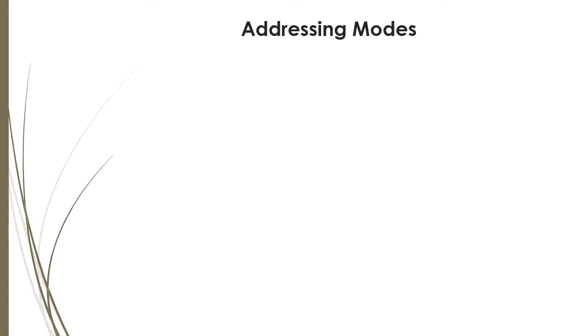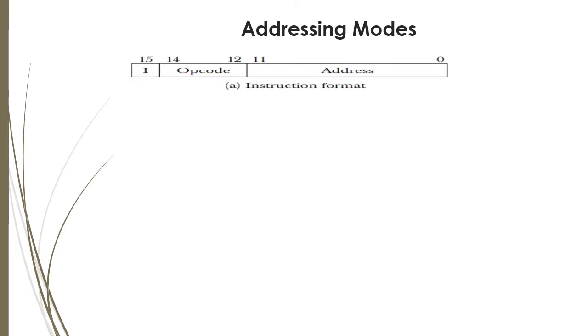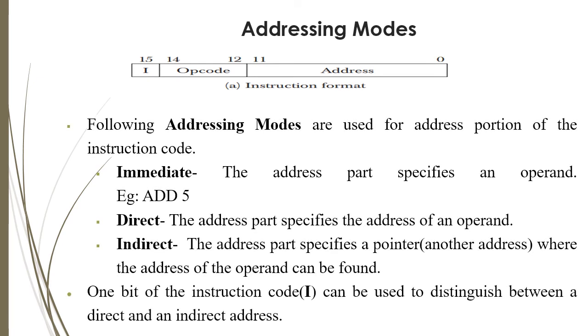Addressing mode. The operation field of an instruction specifies the operation to be performed. This operation will be executed on some data which is stored in computer registers or the main memory. The way any operand is selected during the program execution depends on the addressing mode of the instruction. The purpose of using addressing modes is to give programming versatility to the user and to reduce the number of bits in the addressing field of the instruction. The following addressing modes are used for the address portion of the instruction code.